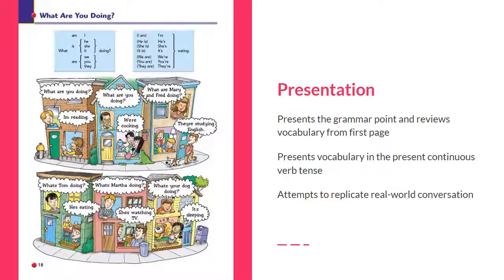We can see that this unit is set up using the 3P structure for communicative language teaching. This page provides the grammatical rule of forming the present continuous verb tense. Then it presents the vocabulary in an illustration of neighbors asking and answering questions about everyday activities. As such, it attempts to replicate real-world conversation, although it is somewhat forced here in order to give students the repetition needed to begin to identify the grammar and vocabulary.